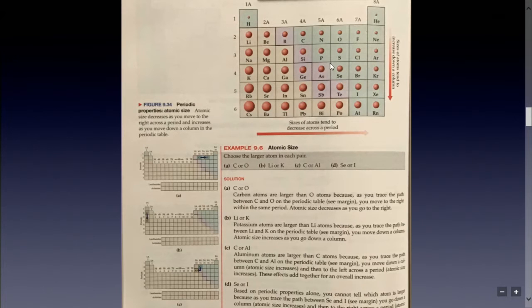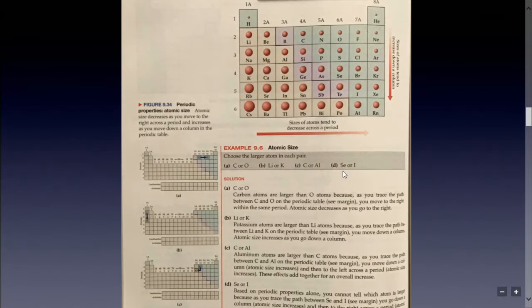Calcium or aluminum. Here we have calcium. Where's aluminum? Right here. Oh, this one's interesting. So notice that as you go down an orbital, or as you go down a principal number, you're obviously getting bigger. But as you go left, you're also getting bigger. So we're getting bigger in two different directions, aren't we?